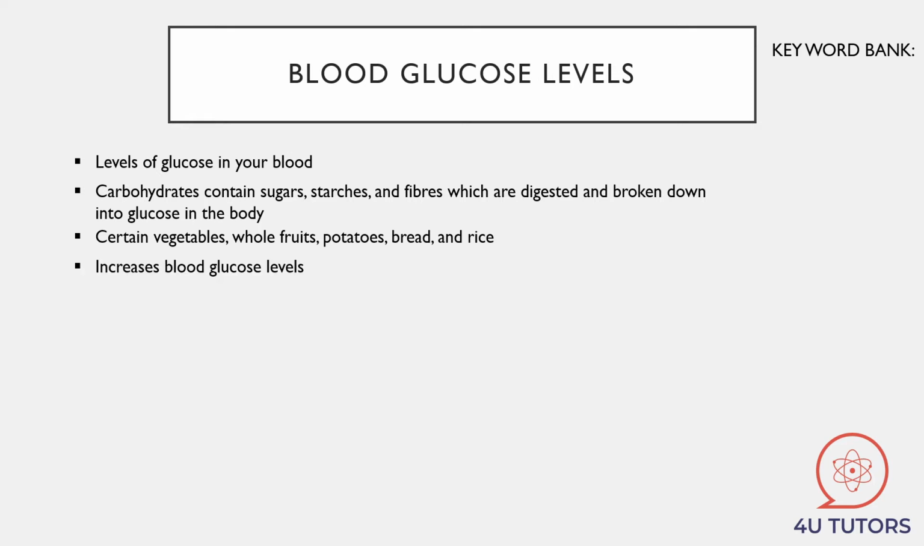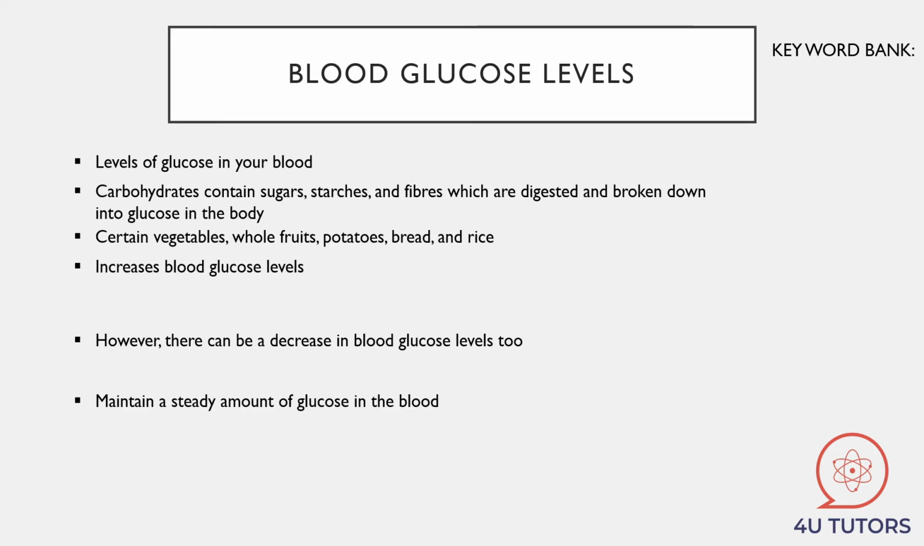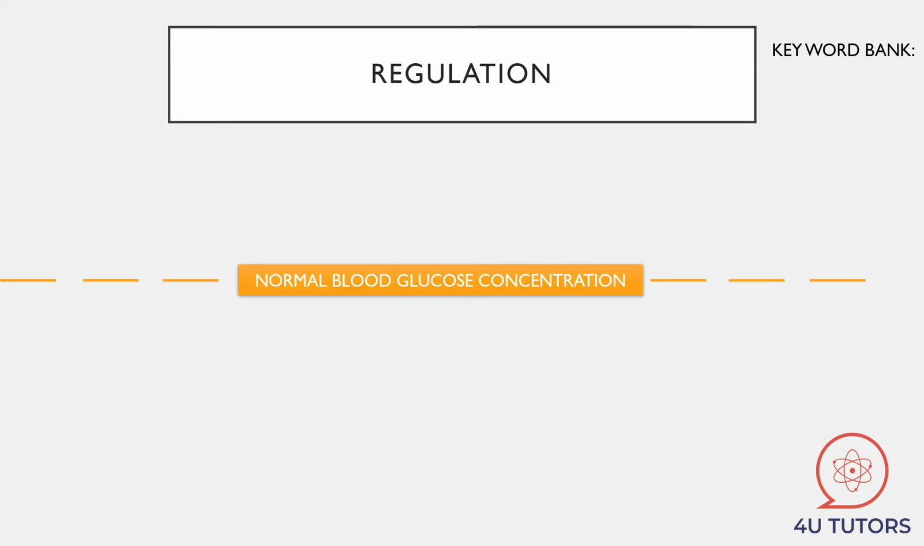However, glucose levels in the blood can drop to low levels as well. Therefore, it is vital to our survival that we can maintain the blood glucose levels as stable as possible. So how do we do this? Take the middle orange line to be the optimum blood glucose level.